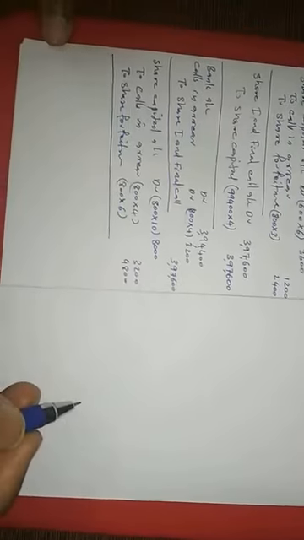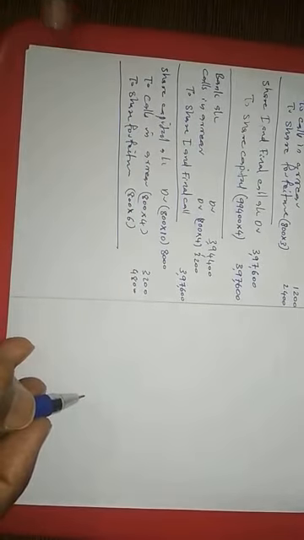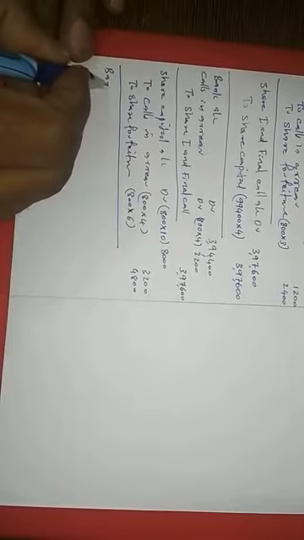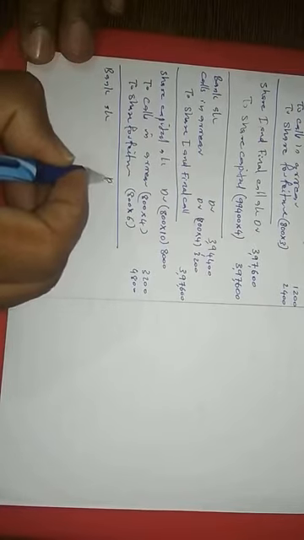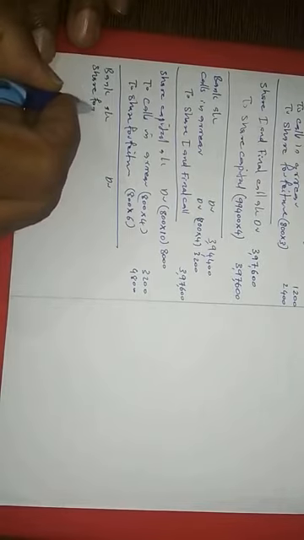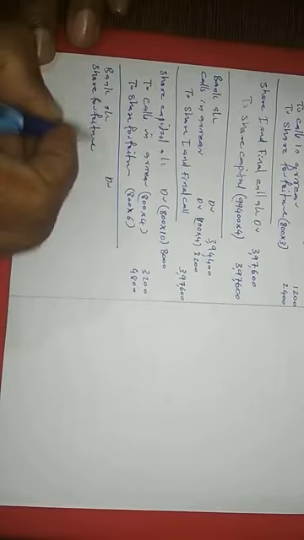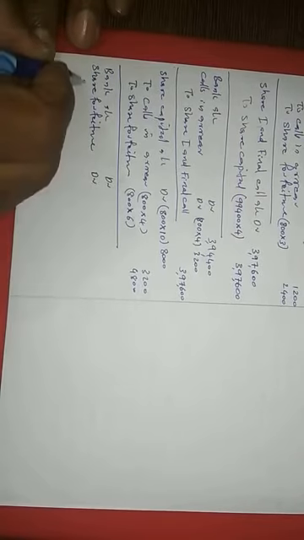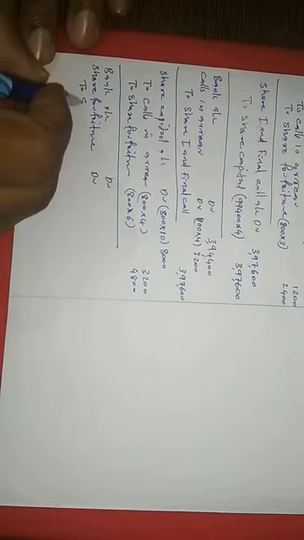Now we have to pass the reissue journal entry. How many shares are reissued? 1000 shares are reissued. So the entry will be bank account debit, share forfeiture account debit, to share capital.